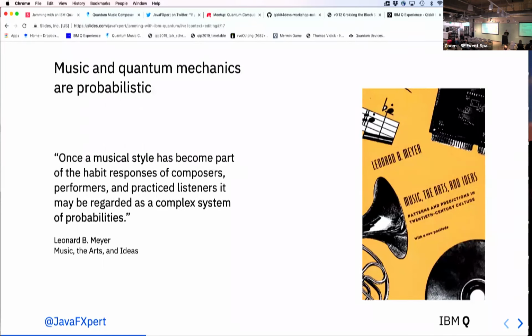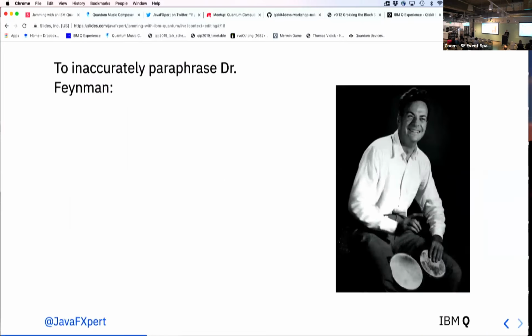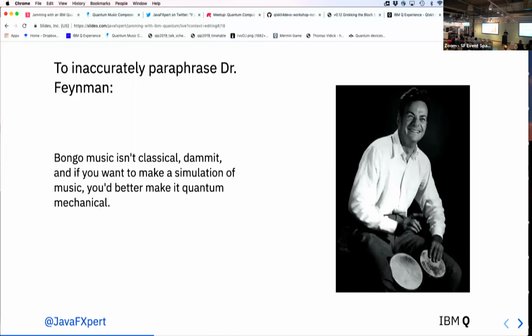Leonard Meyer said, once a musical style has become part of the habit responses of composers and practice listeners, it may be regarded as a complex system of probabilities. So probabilities in quantum mechanics when you measure, probabilities in music: perfect combination. I don't know why it's not one of the near term things. So to inaccurately paraphrase Dr. Feynman, nature isn't classical, and if you want to make a simulation of music, you'd better make it quantum mechanical.